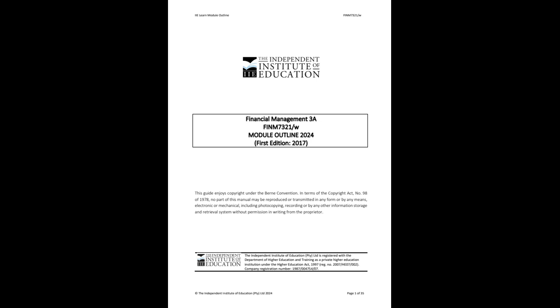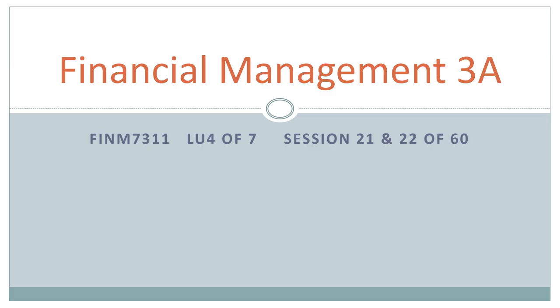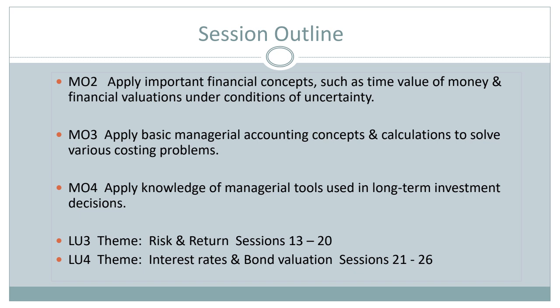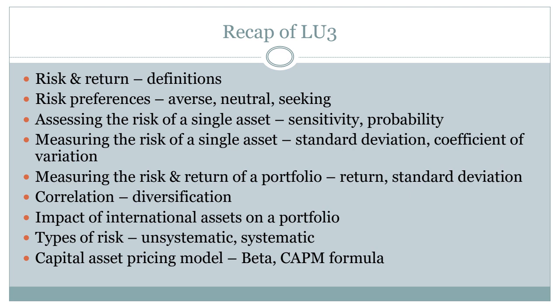Now we're just quickly going to go over a couple of slides on interest rates. If you've got your textbook in front of you, you'll see right from the beginning that this is where the chapter starts, with discussing interest rates. On the set of slides, this first slide is really just a recap to remind you of what we covered in Learning Unit 3, the Risk and Return Learning Unit: the main concepts and the main learning objectives.